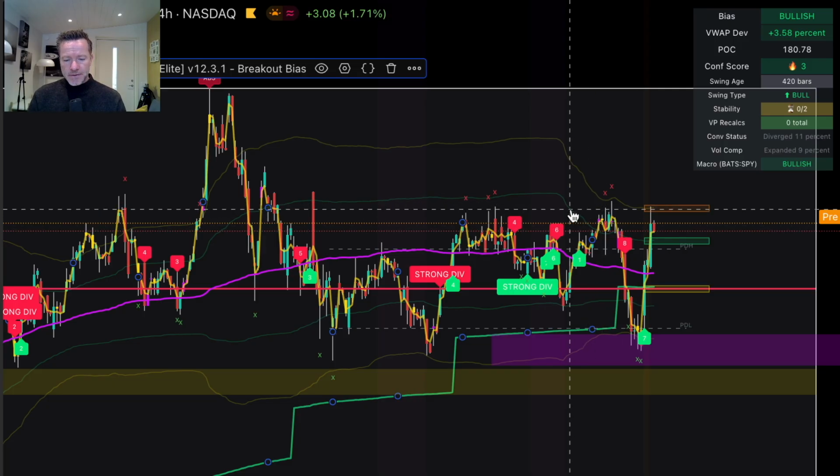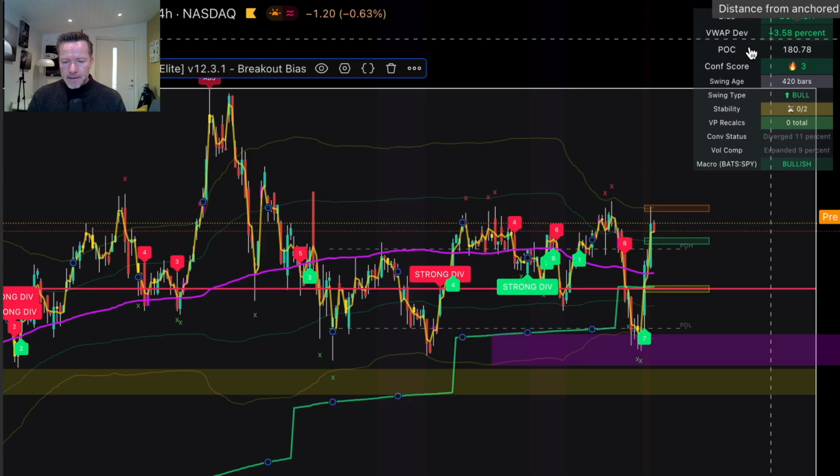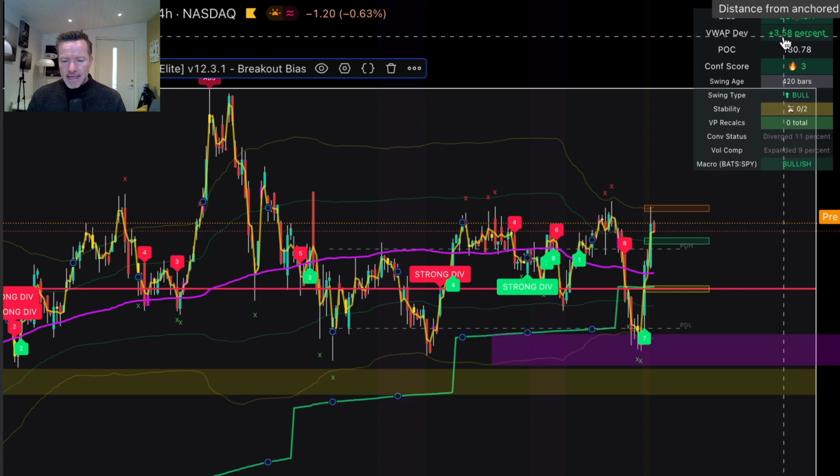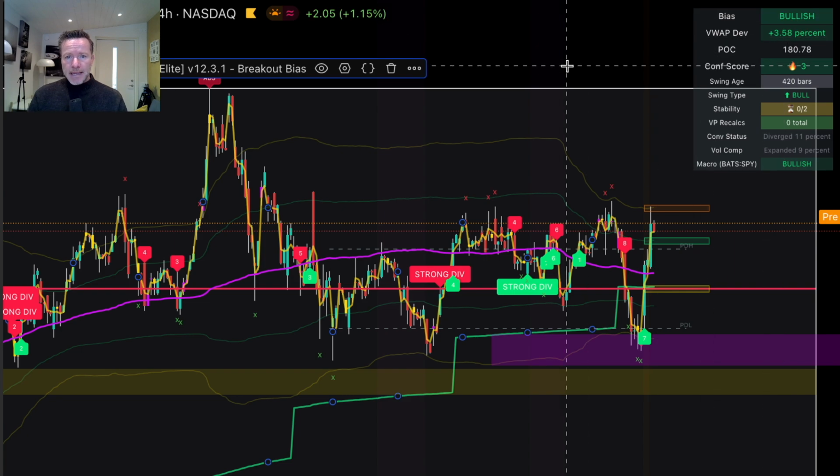You see here the first deviation and the second deviation. When you see up here at plus 3.58%, like on NVIDIA, that means price is trading 3.58% above where the volume weighted average positioning sits. This is critical because institutions don't chase, they accumulate on dips and they distribute on rips.